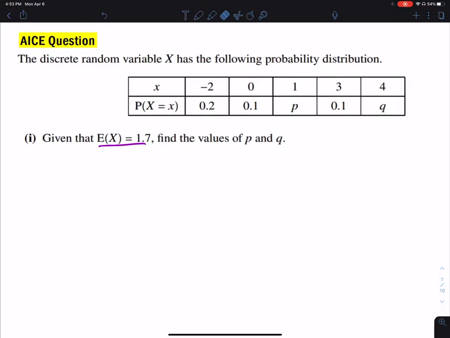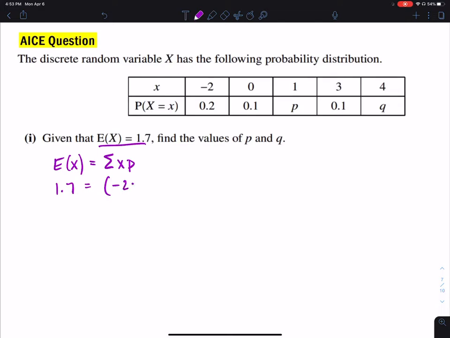And you do. So we know that the expected value of a discrete random variable x is equal to the sum of the x values times their corresponding probabilities. Okay, so by using this definition, all you have to do is plug in all your values. So 1.7 would go here for your expected value, and then we would do the sum of each x value times their corresponding probability. So when you do that, this just takes a little bit of time to set up.